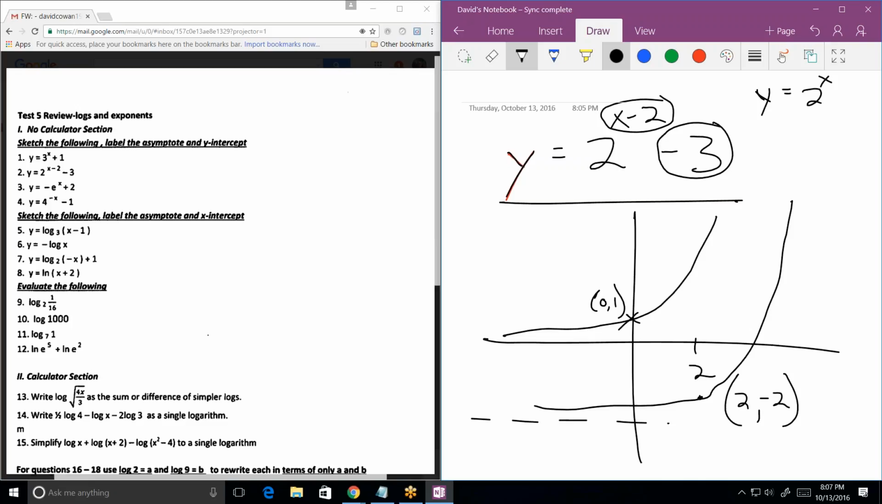horizontal asymptote. What's the horizontal... and there is no vertical asymptote on these, incidentally. In other words, x can go all the way to infinity, but y has a bottom on it. So there is a horizontal asymptote. What's the equation of this dotted horizontal asymptote? Would it be y equals -2? Yeah.